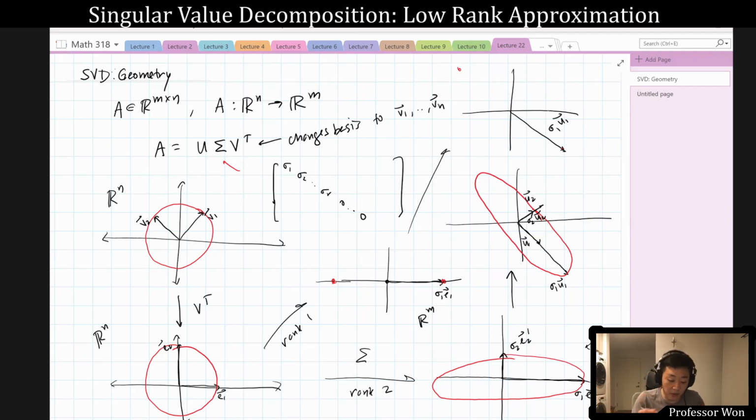So the whole point of a singular value decomposition, one of the whole points, is you're identifying the basis, this basis here, which will go to these vectors here that give you the semi-axes of the ellipse. And the whole process is a change of basis followed by a nice linear transformation sigma that you can understand, followed by a change of basis.